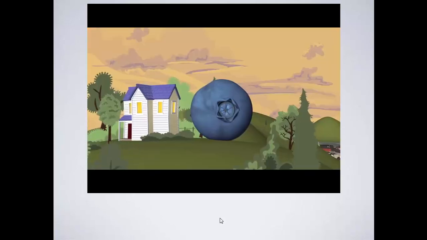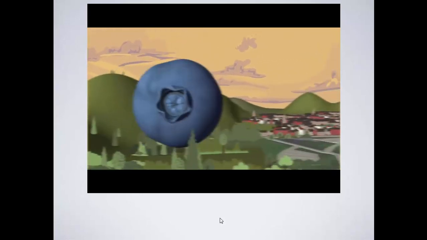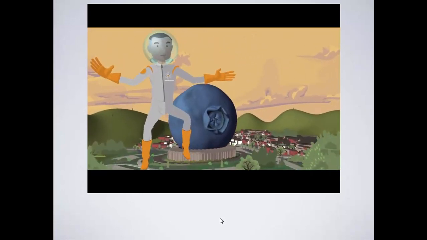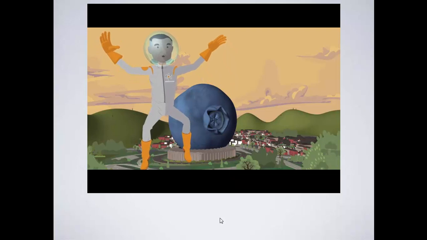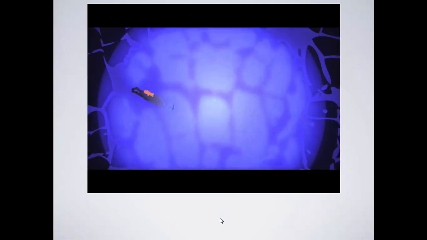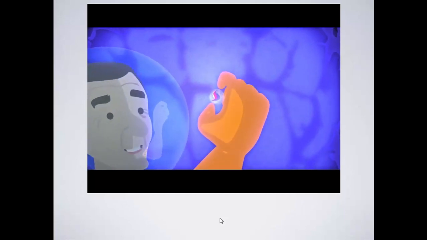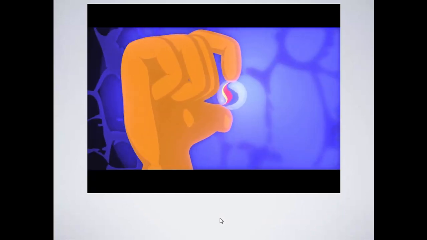So to get our minds wrapped around how big the nucleus is, we need to blow up the blueberry to the size of a football stadium. So imagine a ball the size of a football stadium, and right smack dab in the center of the atom, you would find the nucleus. And you could see it. And it would be the size of a small marble.